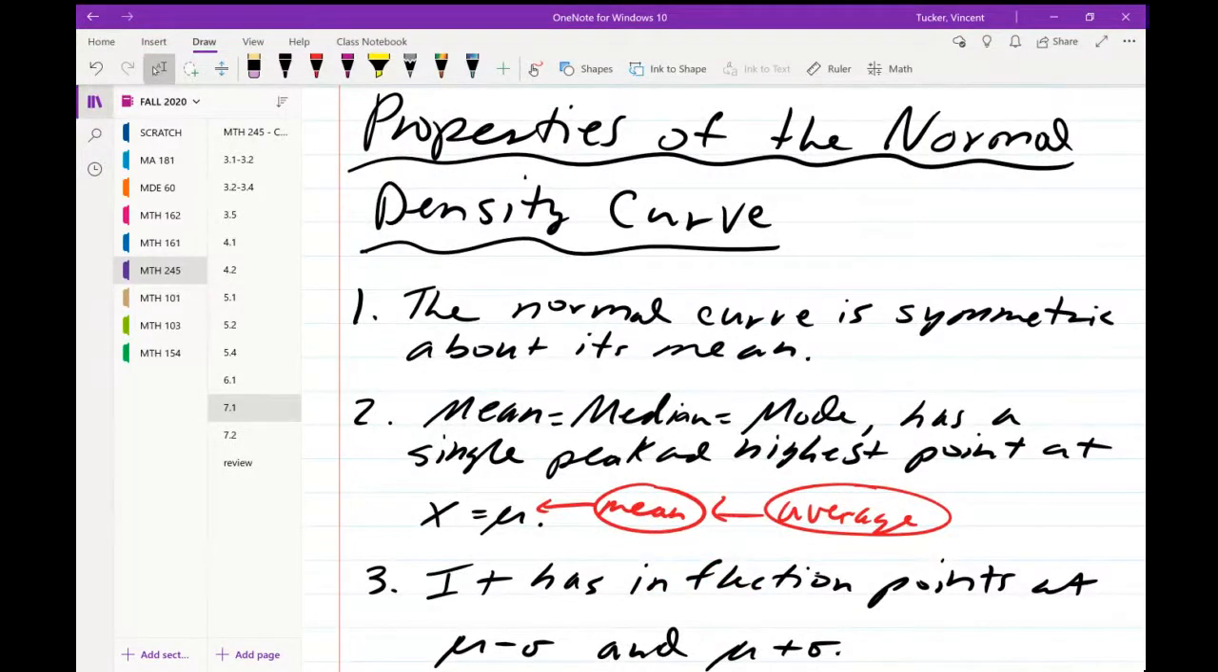All right, properties of the normal density curve. The normal curve is symmetric about the mean. I mentioned that already. And then the second one, I see a question.